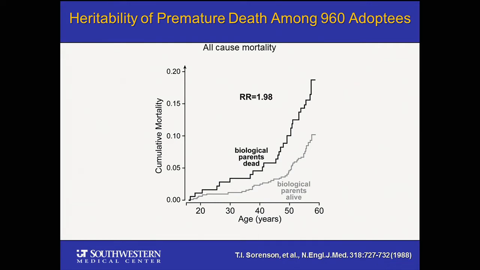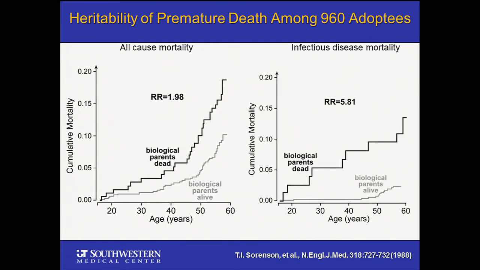of. If he looked at all-cause mortality, as you can see, if we're separating the children into two groups here. If their biological parents were alive, then they had the mortality statistics shown by the gray curve. If one of their biological parents or more died of any cause prior to the age of 50, then the children themselves were more likely to die, and their relative risk of premature death was 1.98.